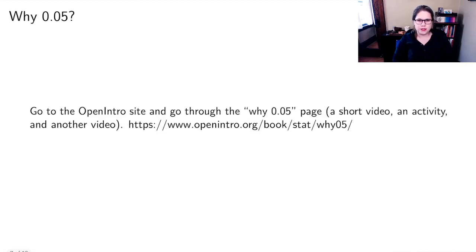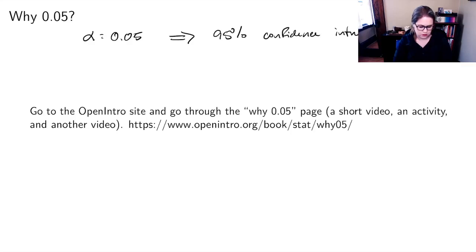And the question is, why 0.05? One answer is that alpha equals 0.05 corresponds to a 95% confidence interval. So basically the alpha equal to 0.05 is for hypothesis testing, and the 95% confidence level for the confidence interval, those are kind of two sides of the same coin.